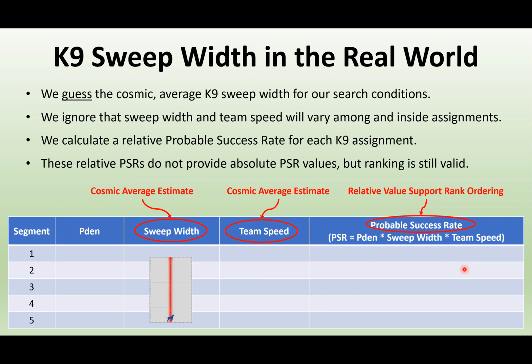I'm in the other camp, which holds that for now, until we get better studies done, we could at least assume an average canine sweep width for our search conditions. And we could, just as we made an assumption about average sweep width for human searchers on our Mount Rainier search. And we can assume, just as we do for human searchers, that variability between dogs and different conditions will sort of average out over time, over search segments, and that we can still calculate a probable success rate that will allow us to understand the relative differences of forecast effectiveness across search segments.